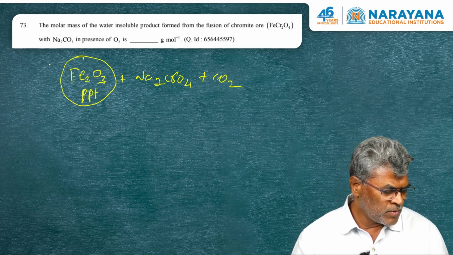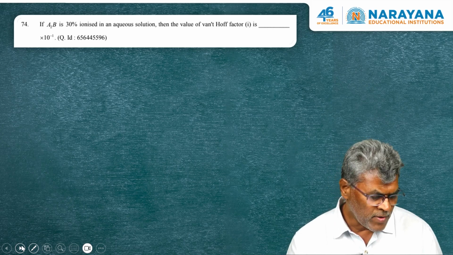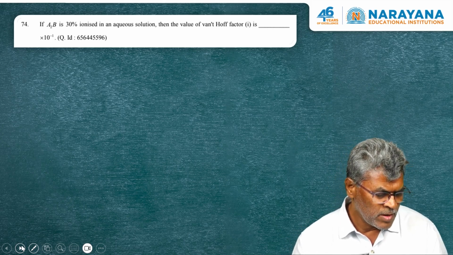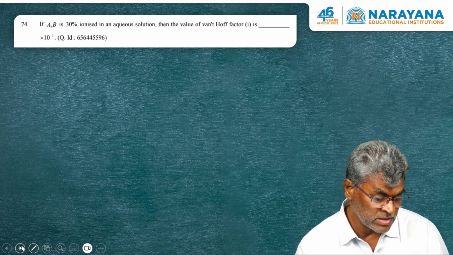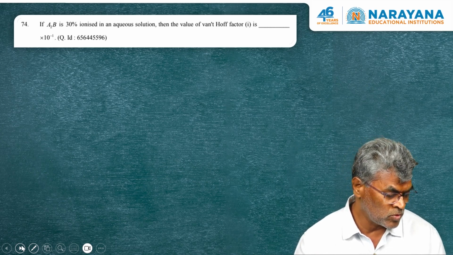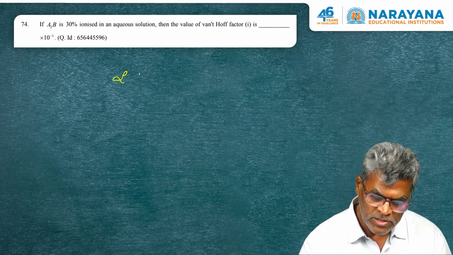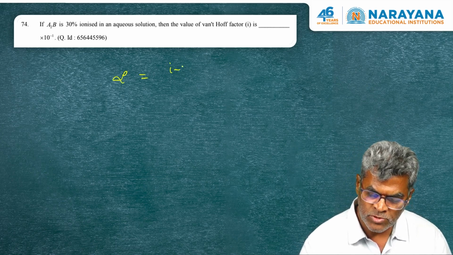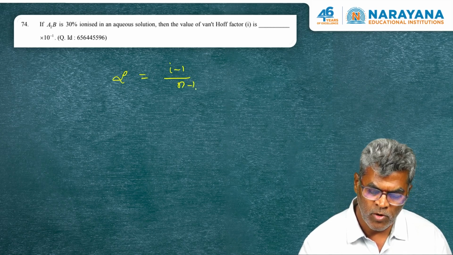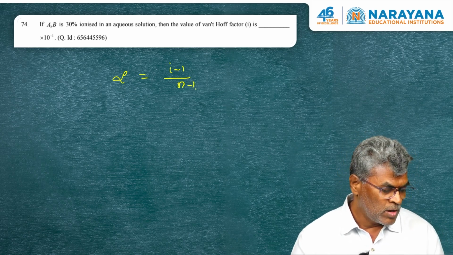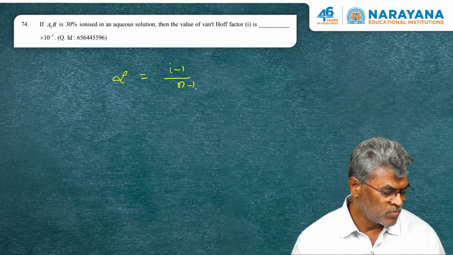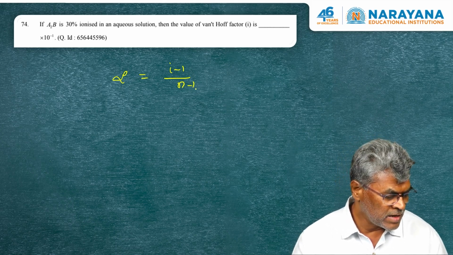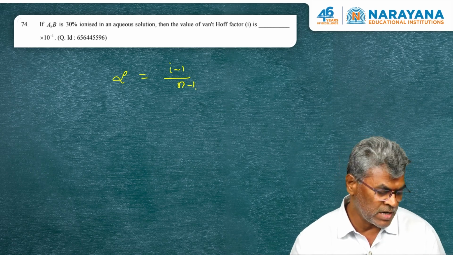Here in this, if A2B is 30% ionized, next question, then the value of Van 't Hoff factor is, 30% ionized. 30% ionized means simply, already we discussed about this second concept based on this same question. Here alpha is equal to i minus 1 by n minus 1. You apply that principle, you are going to get 1.6 is the Van 't Hoff factor. 1.6 means, since they are giving in the exponential factor, 16 is the answer.